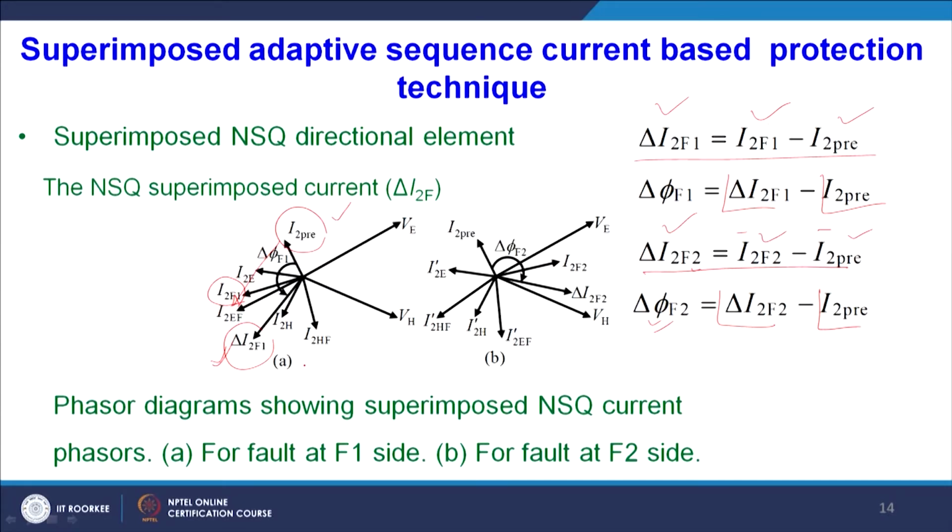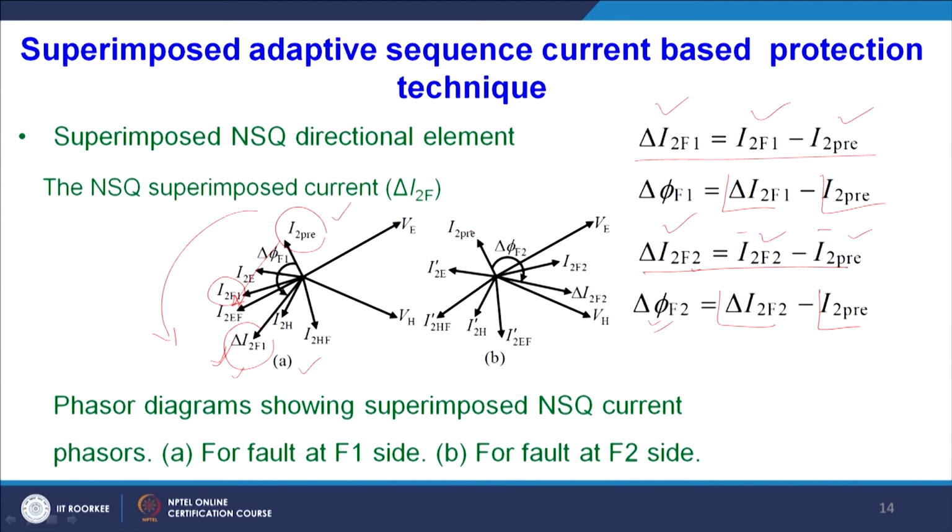If you look at the first figure A, this delta I2F1 is leading my I2 pre. In the phasor domain we always move in the anti-clockwise direction, so this is leading delta I2 pre. As a result, this angle is going to be positive. Now, in the second case, with the same analysis, delta I2F is lagging this I2 pre, and that is why this angle is going to be negative.